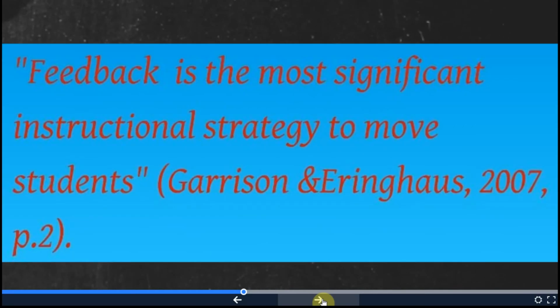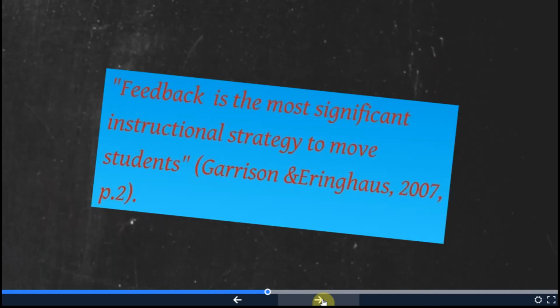We know that feedback is the most significant instructional strategy to move students forward. It's not just Garrison and Ehrenhaus, but it's also Hattie's work that tells us that as well. So we need to take the opportunity to give feedback to students on that practice. We need to be creating opportunities for students to do the practice and for students to be formatively assessed.